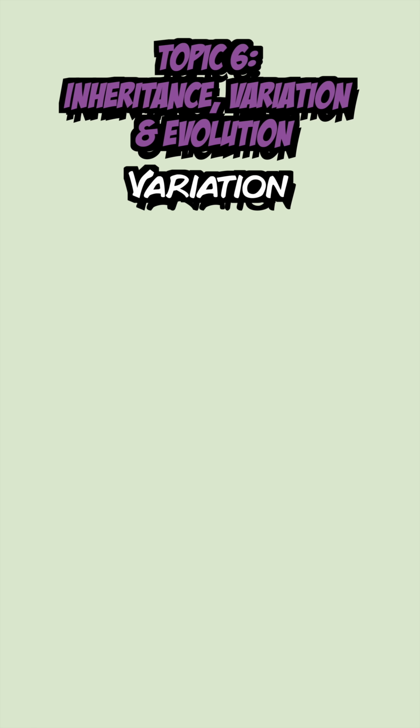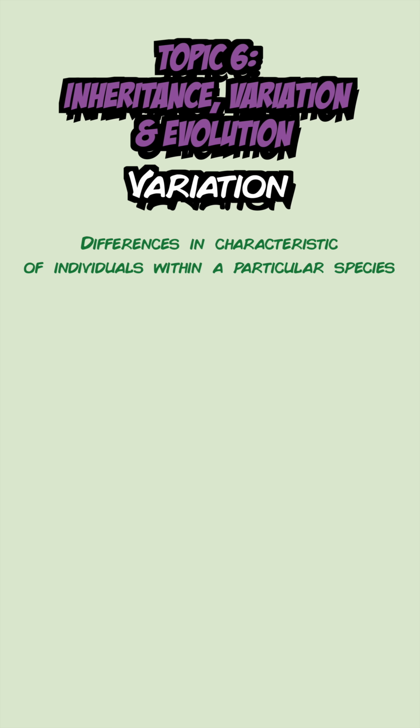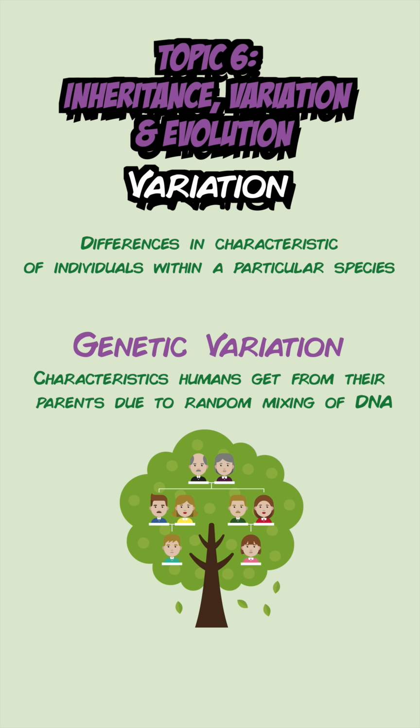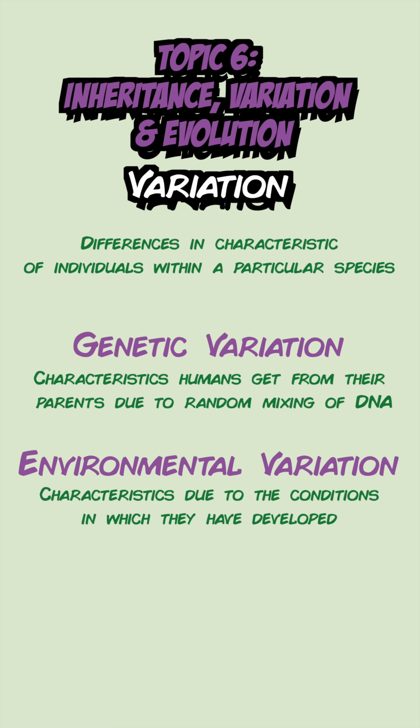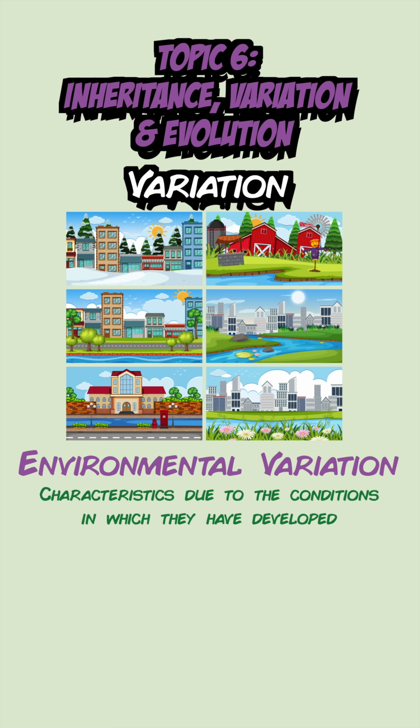Next up, we have variation, which refers to the differences in characteristics of individuals within a particular species. For example, all humans on Earth are different to each other. This could be due to genetic variation, which are the characteristics humans get from their parents due to the random mixing of DNA, and environmental variation, which is due to the conditions in which they have developed.